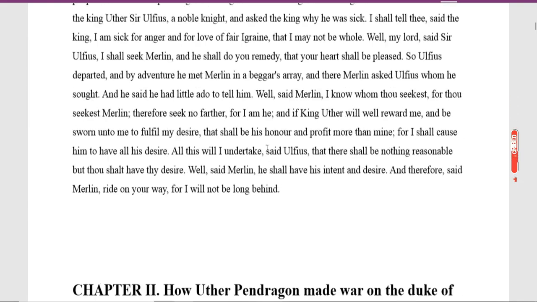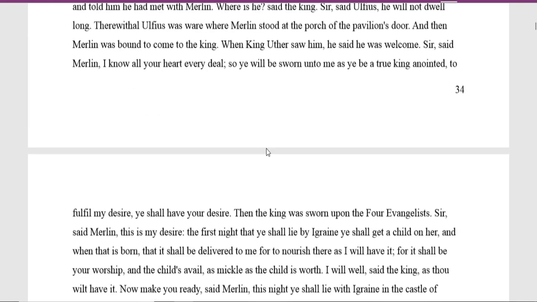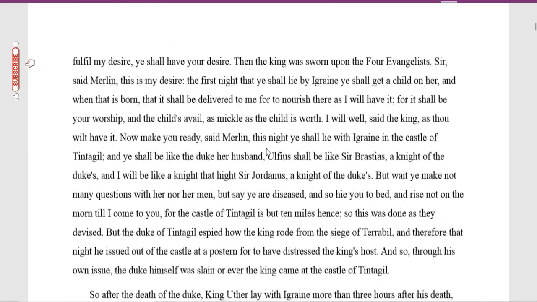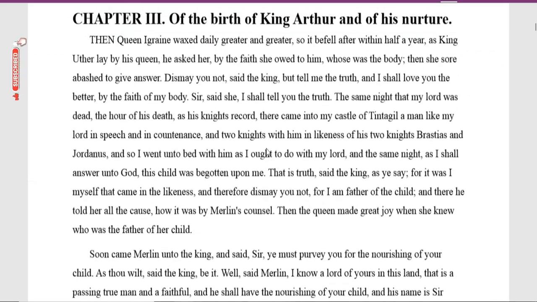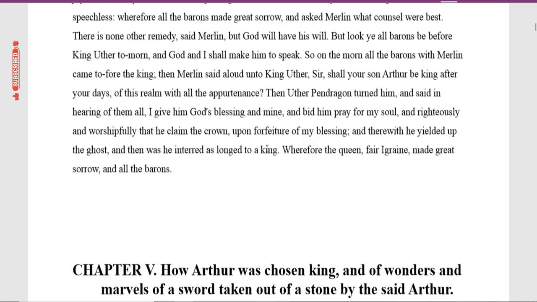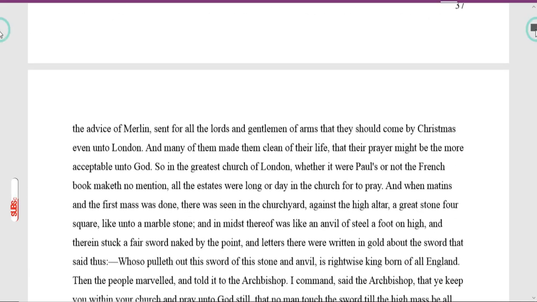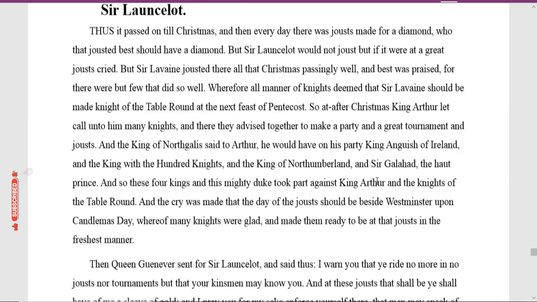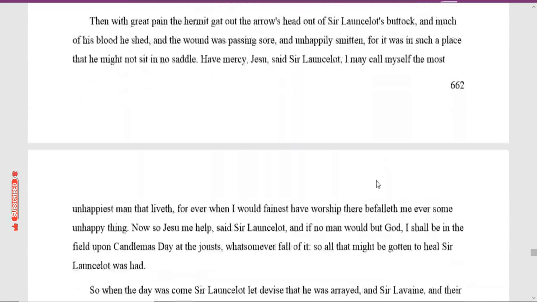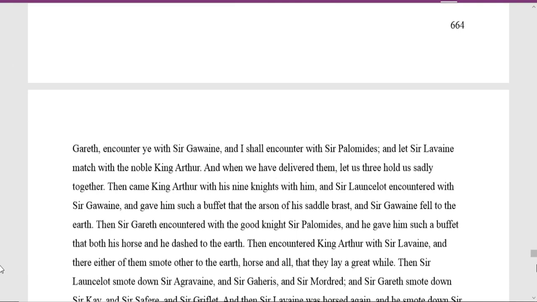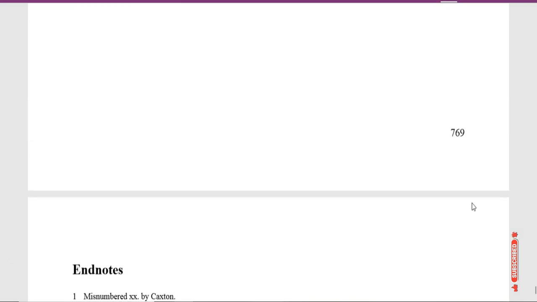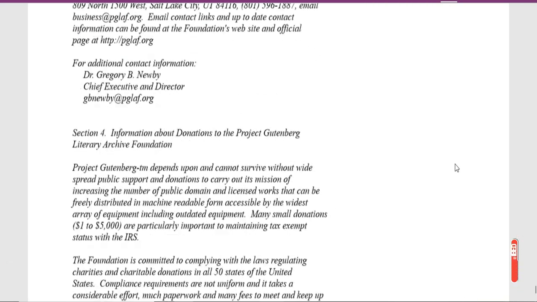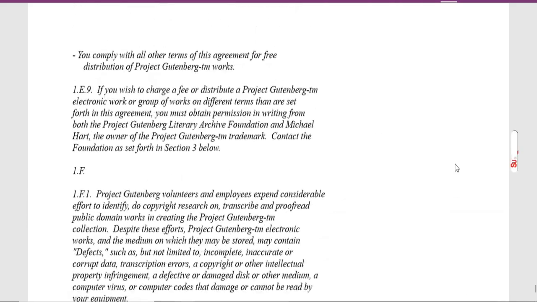Right, then this is... so we'll just see how many chapters there are. If you see from here, we are just here, and if I check how many pages there are, oh god, 661, oh gosh, 664. The total number of pages is 769.